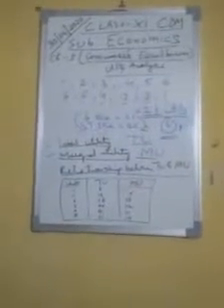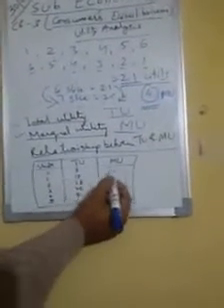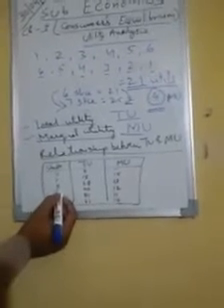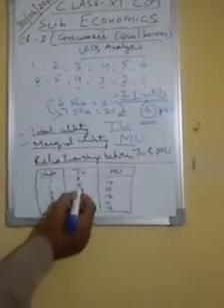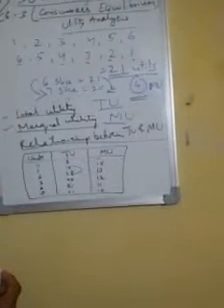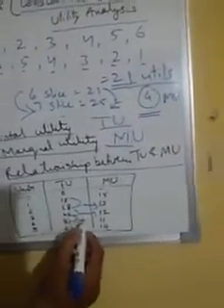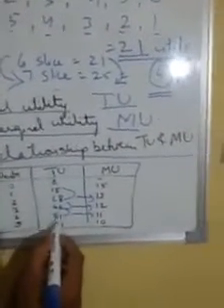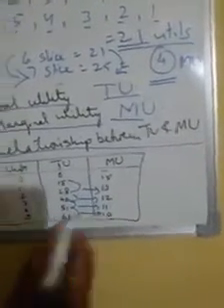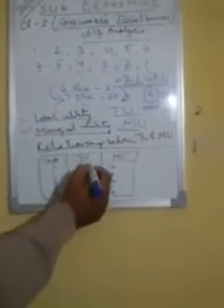Now what is the relationship between TU and MU? This can be explained by my schedule of TU and MU. When units are 0, TU is 0 and MU is dash. When units is 1, TU is 15, so MU is 15. In the second unit TU is 28, so the difference between 15 and 28 is 13. When the third unit, TU is 40 and the difference is 12. In the fourth it is 51, so the difference is 11. In the fifth it is 61 and 51, the difference is 10. So by this schedule you can easily understand the relationship between TU and MU.